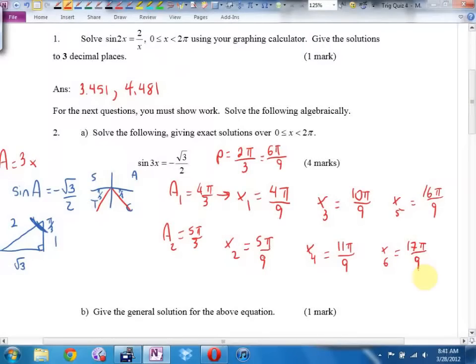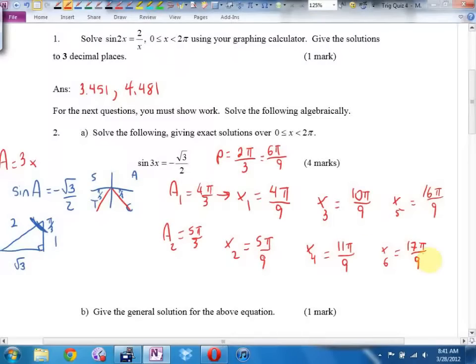Is there a seventh value? Well, if I add 6 pi by 9, the period, to this one, I get 23 pi by 9. I'm out of the domain. I'm still out of the domain. There is 1, 2, 3, 4, 5, 6 answers.